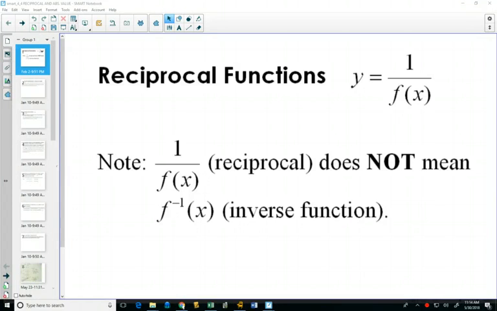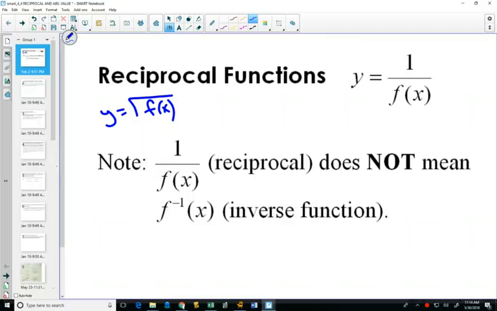So one of the last things we're going to look at is reciprocal functions. And that is when you have 1 over f of x. We've already done a number of special transformations. One of them, for example, is you've learned how to take the square root of any function.